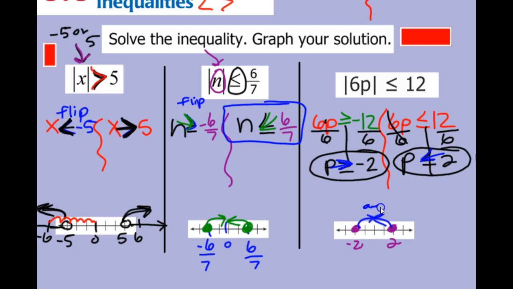So again, we call this an AND statement because our arrows are pointing together. Notice they're always pointing together or apart. If they're not, you forgot to flip your symbol when you wrote one with the negative. So be careful.